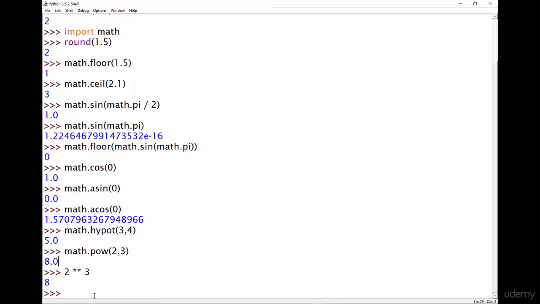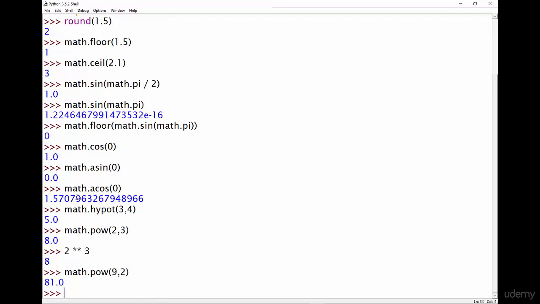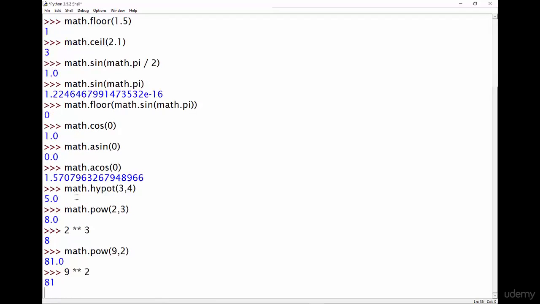So let's take another example. Let's say we wanted to find 9 squared. We could do math.pow of 9 comma 2. We're going to get 81.0, or we could do 9 star star 2. We get 81 as an integer.